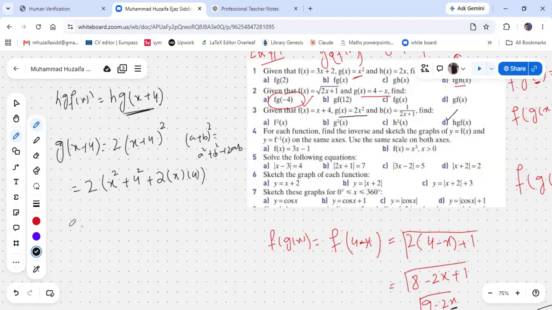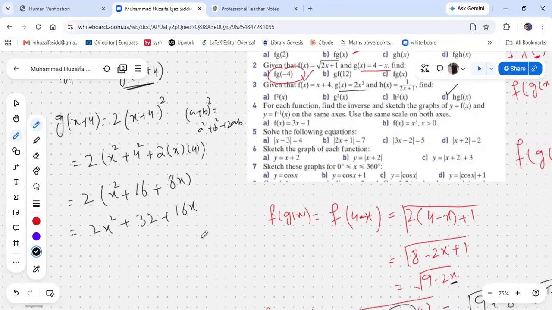Then we are finding x square. This is the 16, so this is the 8 of x. And now we are multiplying this one. So 2 of x square. And here we multiply. This is 32 and this is our 16 of x.